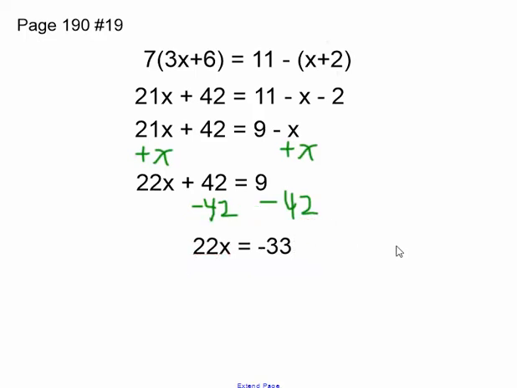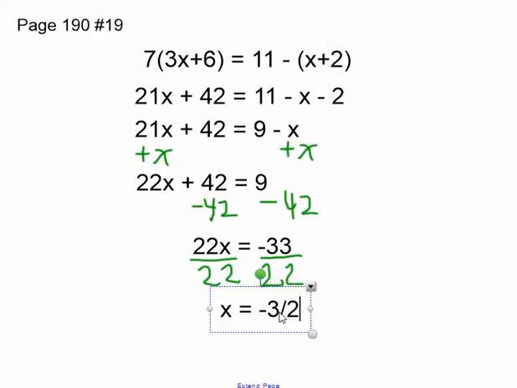And now I simply need to do the inverse operation of multiplication by 22, which is to divide both sides by 22. So on the left-hand side, I get x, and on the right-hand side, I have negative 33 over 22. That can be simplified. If I divide top and bottom by 11, I get negative 3 halves.